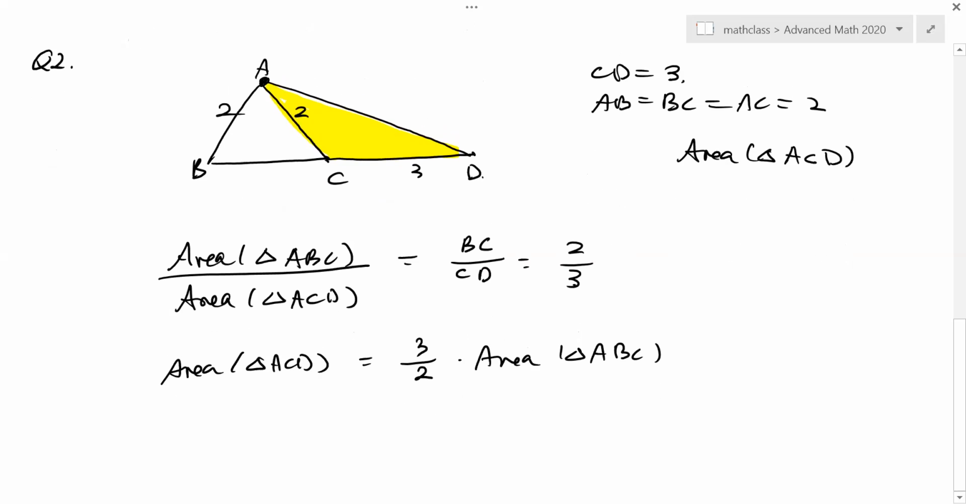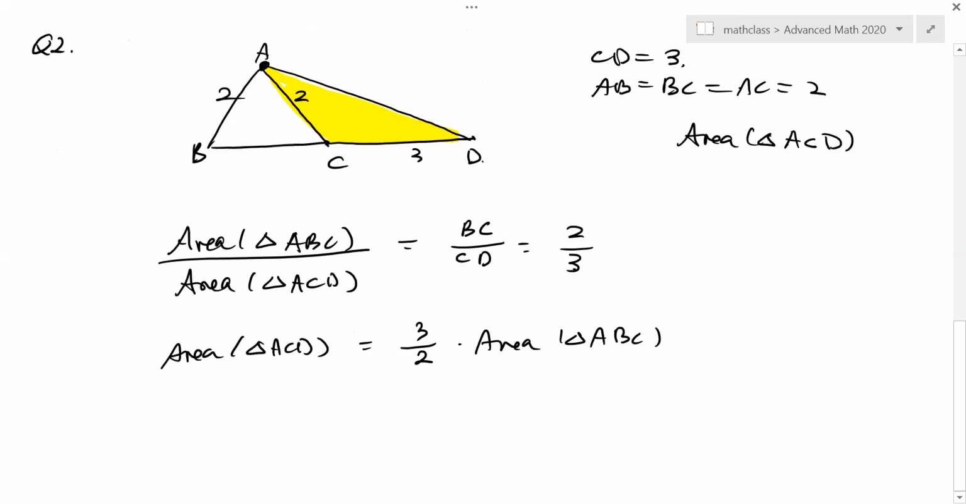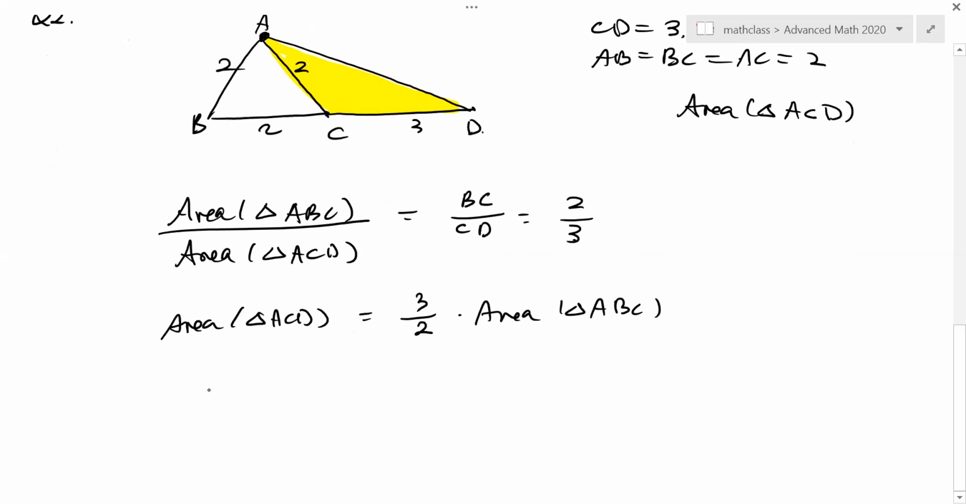It's an equilateral triangle. How do you find the area of an equilateral triangle? I'm going to put it here. So this is ABC, with sides 2, 2, 2, right?